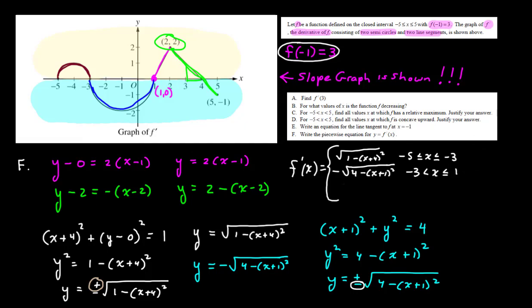Finally, we had the pink line segment. So 2 times quantity x minus 1, and that's going to be for 1 less than x less than or equal to 2. And our last piece, line segment, 2 minus the quantity x minus 2, and that's from 2 less than x less than or equal to 5.